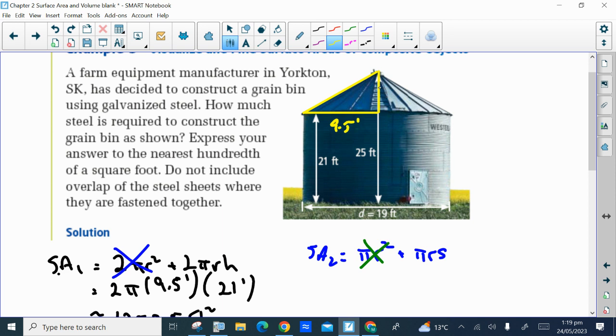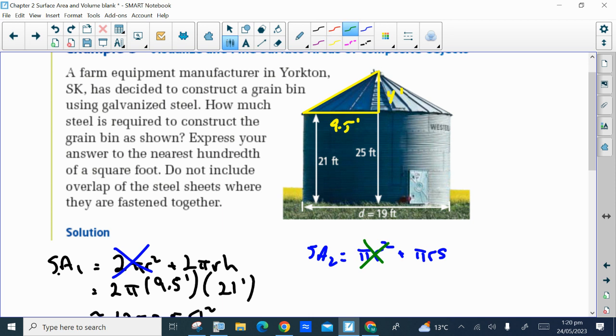The height of the right triangle will be the difference between 25 and 21. 21 is the height of the cylinder only. 25 is the height of the entire structure. The difference, or 4 feet, would be the height of the cone. So this is our next step.